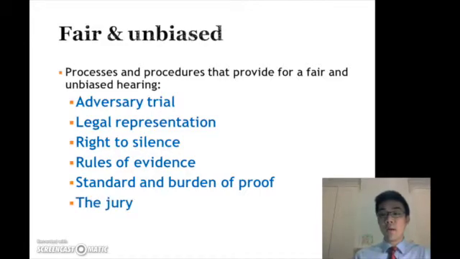The jury. In a criminal case, we have 12 jury members picked out randomly from the public, and the jury is there to make sure that the wider community can be involved in ensuring that a fair hearing occurs in a courtroom.